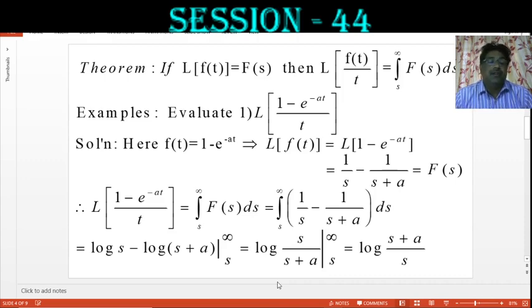Now, by that theorem, L of 1 minus e raised to minus at divided by t is equal to the integration from s to infinity of f of s ds. That is, integration from s to infinity of 1 upon s minus 1 upon s plus a, into ds. Integrating that, we get log s minus log s plus a, from s to infinity. Using the logarithmic property, log s minus log s plus a can be written as log of s divided by s plus a. Now, putting the limits of integration and simplifying, you can get log of s plus a divided by s.